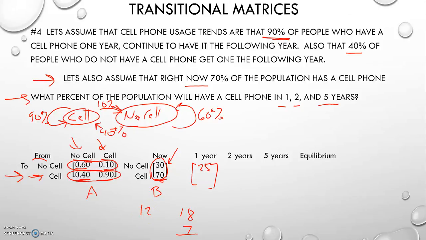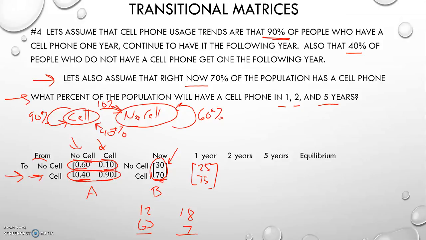And then 90% of the 70 people who have a cell phone right now will continue to have a cell phone next year. That's 63. And if I take 12 plus 63, that's 75 out of every 100 people will have a cell phone the following year.